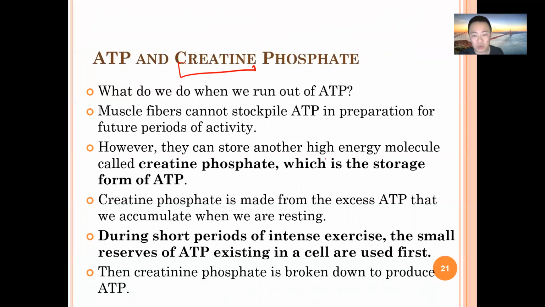However, it does store another high energy molecule called creatine phosphate, which is a storage form of ATP. And this is only made when you have extra ATP around that we accumulate while resting. But it doesn't stockpile ATP because you're going to run tomorrow. It just does so naturally on its own. During short periods of intense exercise, the small reserves of ATP existing in a cell are used first, and then the creatine phosphate is broken down to produce ATP.